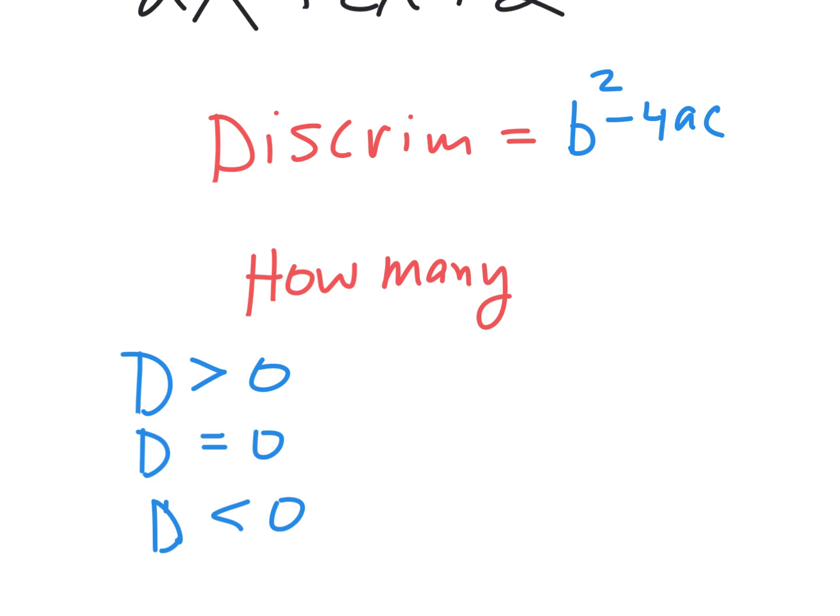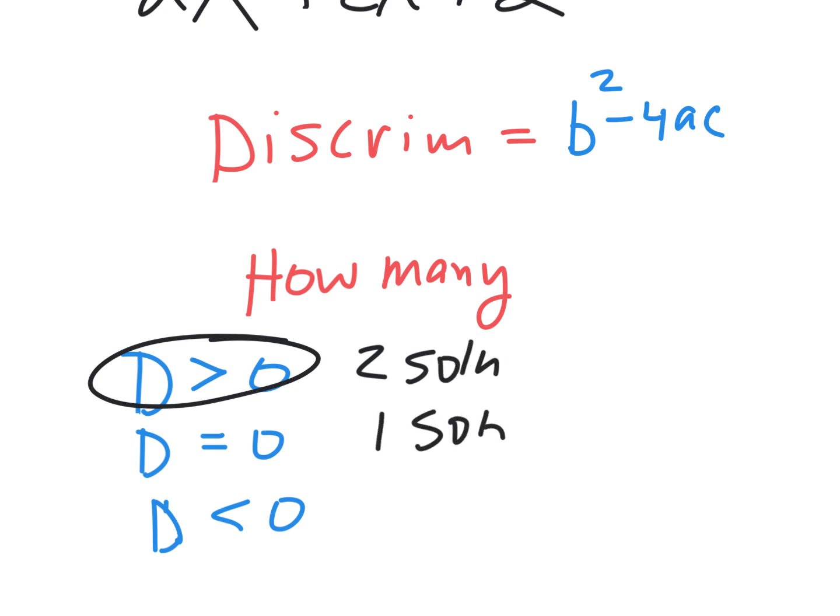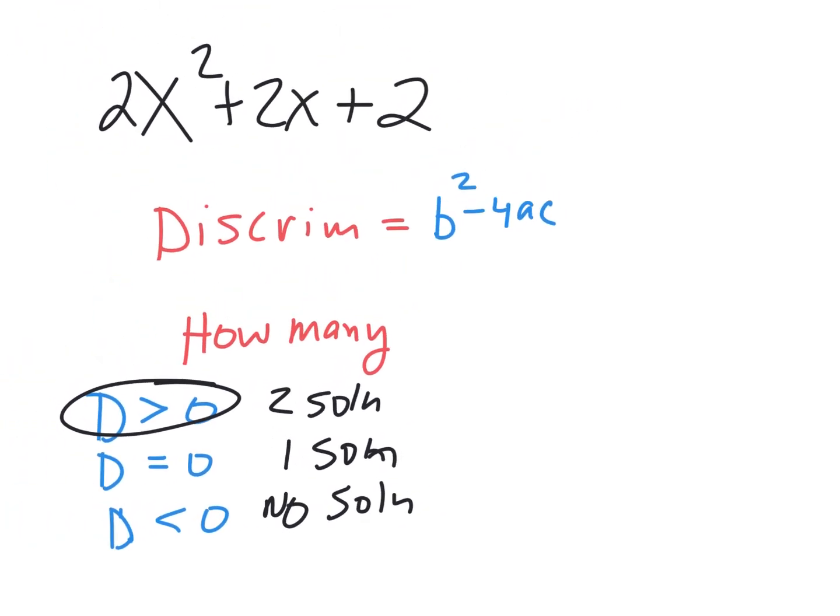Anybody got this? You can do it, Jackson? What's this one? 2 solutions. Good. What's the next one? 1 solution. Yep. And? No solution. No solutions. Very good. Okay, so back to this discriminant thing.